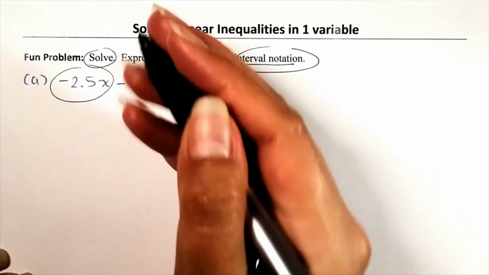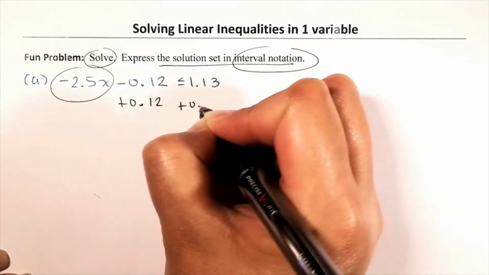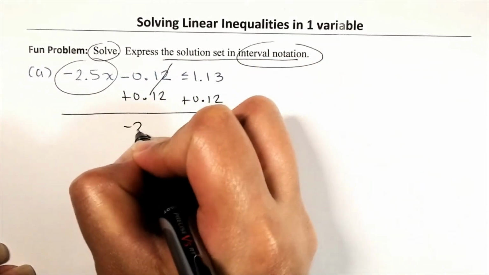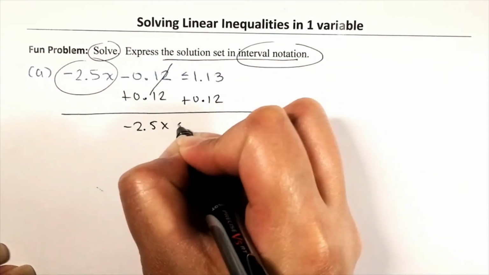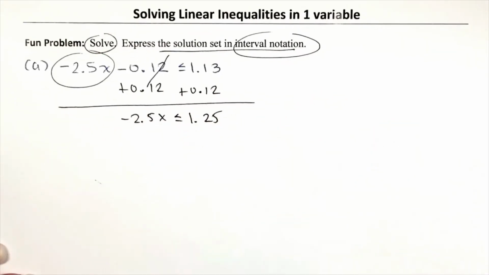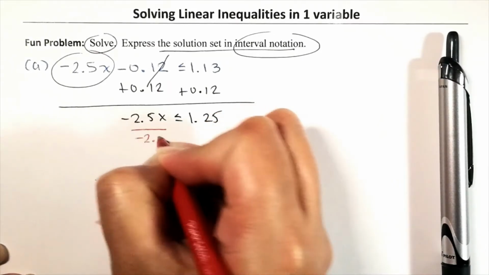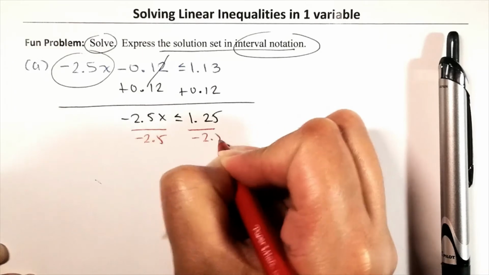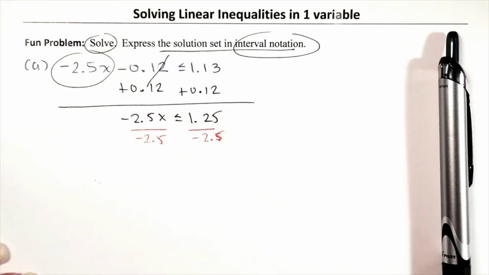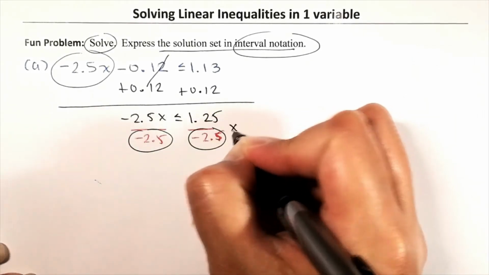To isolate the variable term, to undo a subtraction, let's go ahead and add 0.12 to both sides, and that will leave us with negative 2.5x is less than or equal to 1.25. Fantastic. To finish it off, to get rid of the times negative 2.5, let's divide both sides by negative 2.5. I know that you know that whenever you multiply or divide by a negative, you gotta reverse the direction of the inequality symbol.